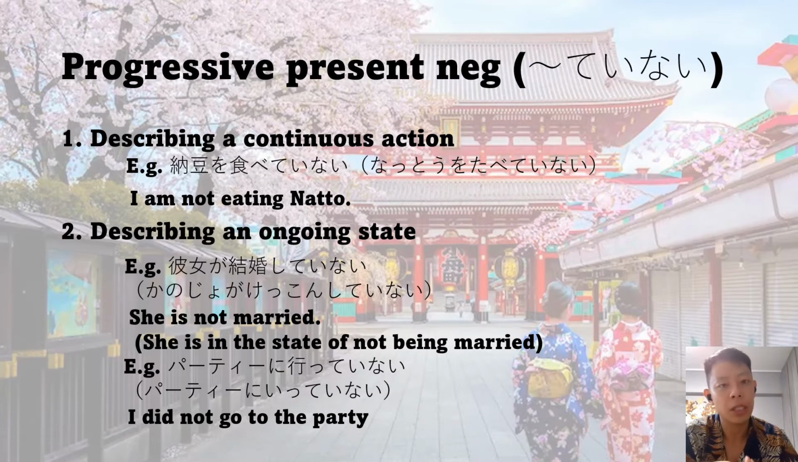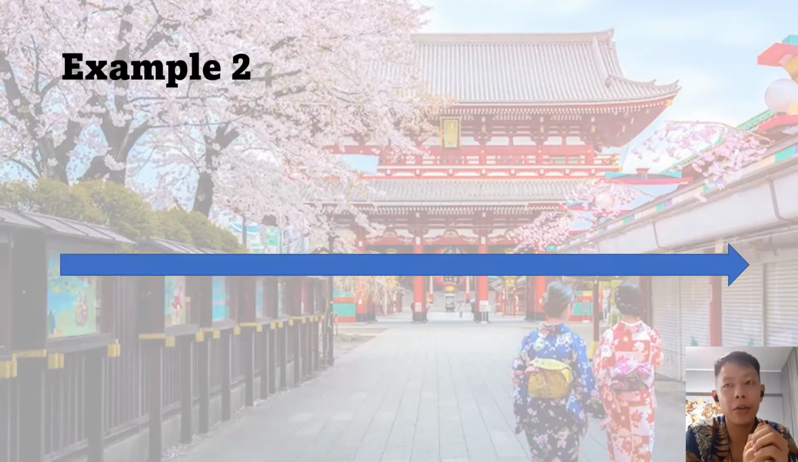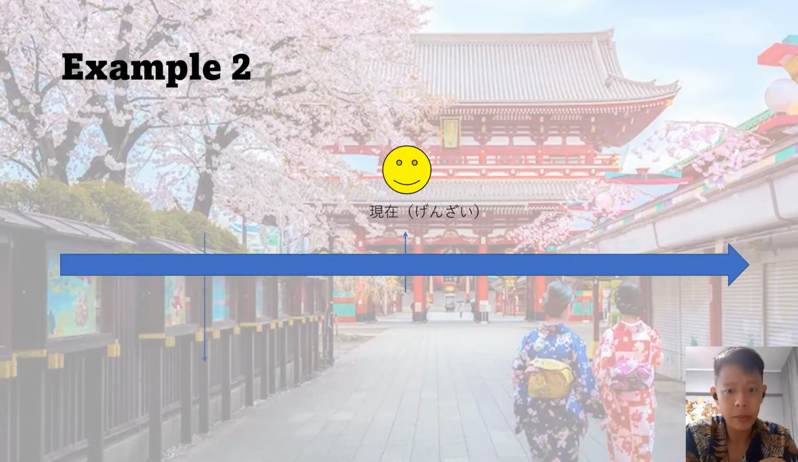No, in Japanese it's a little bit different, and I'm going to explain to you why. When I say party ni ittenai, I actually mean I did not go to the party. So let's take a look at another timeline over here. This is where you are. Genzai means present. And let's say that yesterday there was a party.